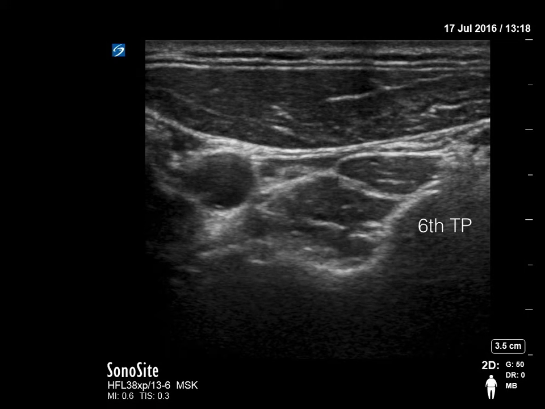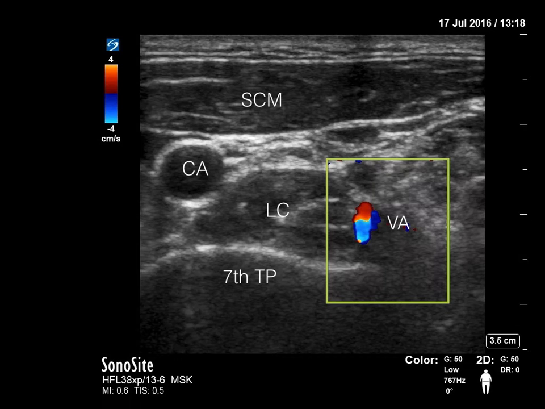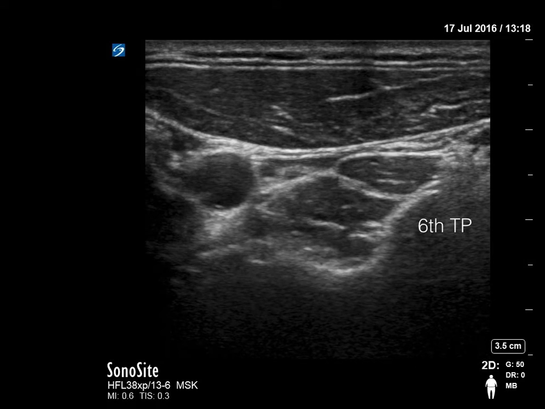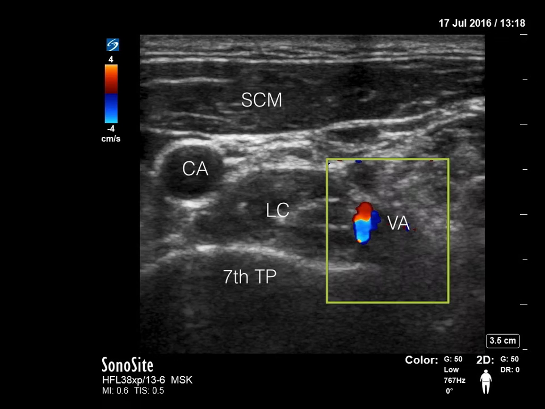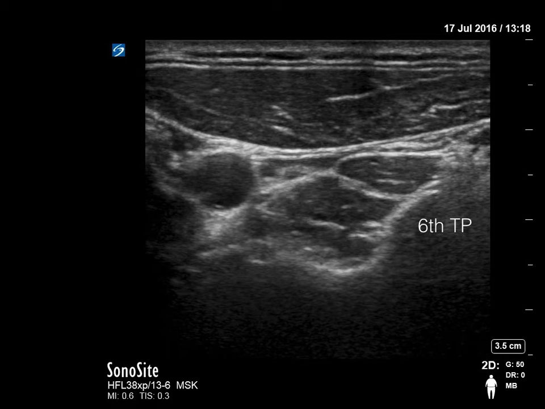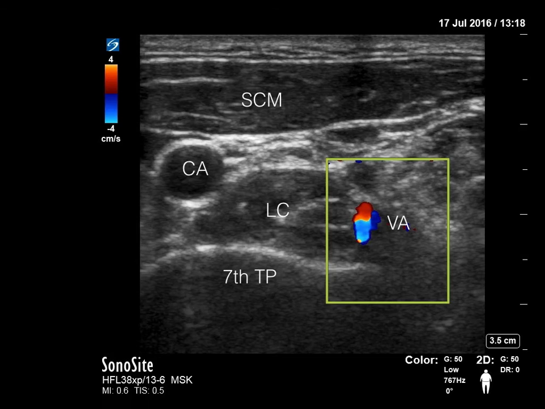This is the C6 transverse process, the sixth cervical vertebral transverse process. This is the vertebral artery. See it again. This is C6, and we came down a bit below. Now the seventh, written as 7, the transverse process is flat, and the C6 transverse process has a sharp upgoing tubercle. So, C6 and C7.